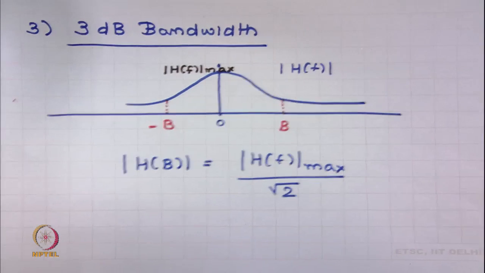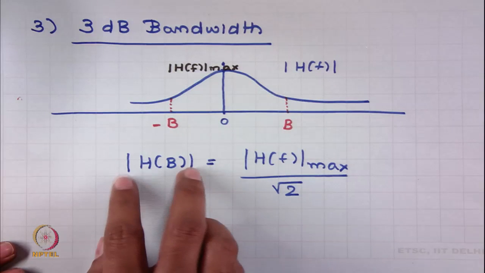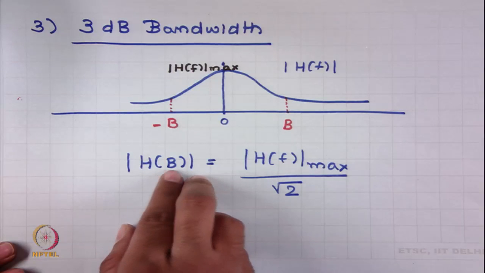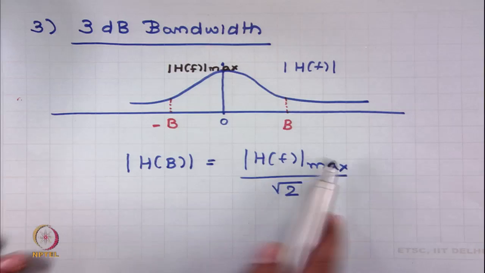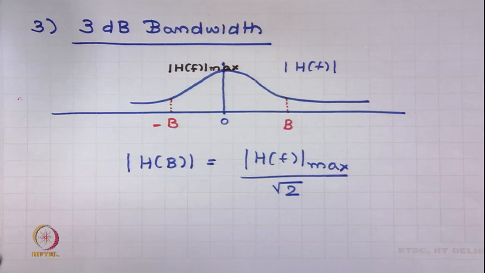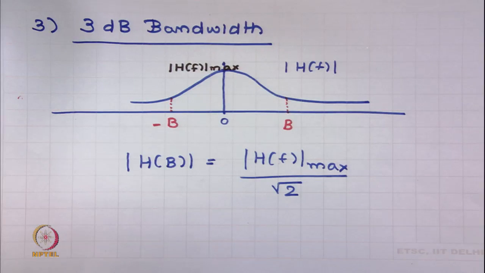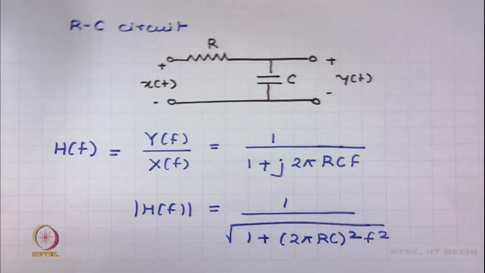3 dB bandwidth is defined as the range of frequencies for which mod of H of B becomes 1 by root 2 times the maximum value of mod of H of f, and this is the most commonly used definition of bandwidth that is adopted in measurement instruments or the function generators. So, let us try to understand this 3 dB bandwidth with a common example from the electrical circuit world.